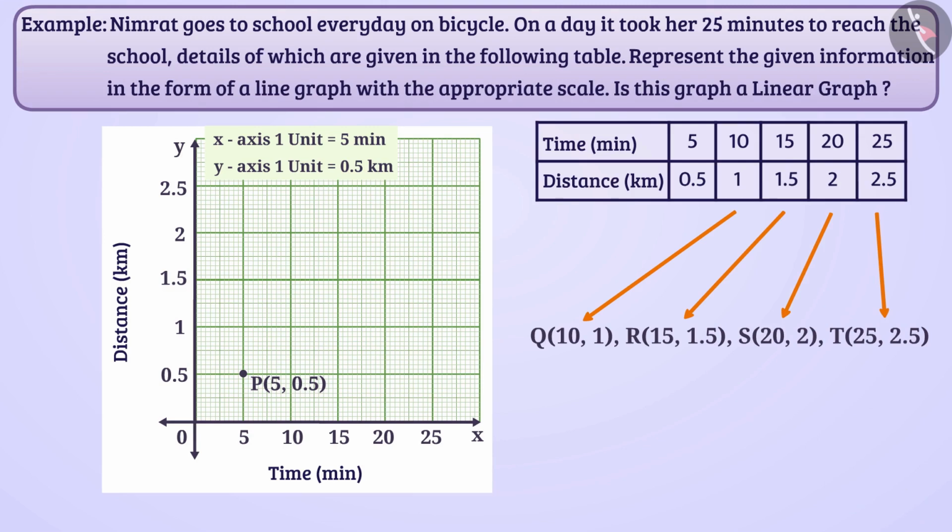Let me tell you, we can represent them in this way. Now we will connect all the points in sequence with line segments. We have represented the distance traveled by time as a graph. All the line segments of the constructed graph are part of the same line. So we can say that the obtained graph is a linear graph.